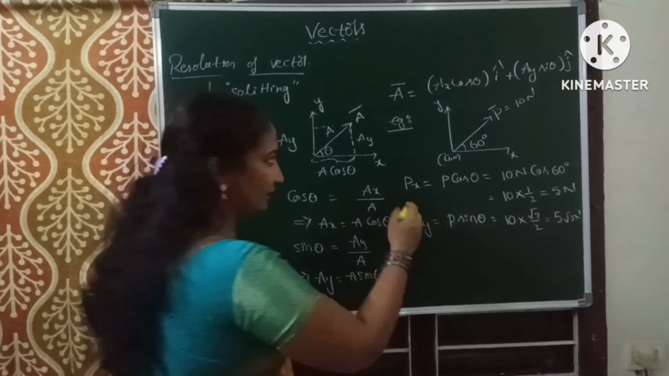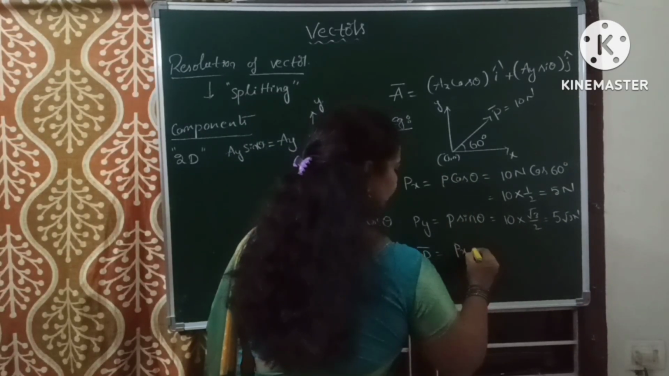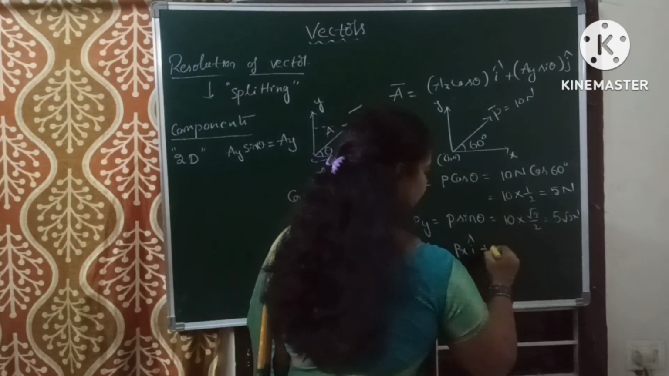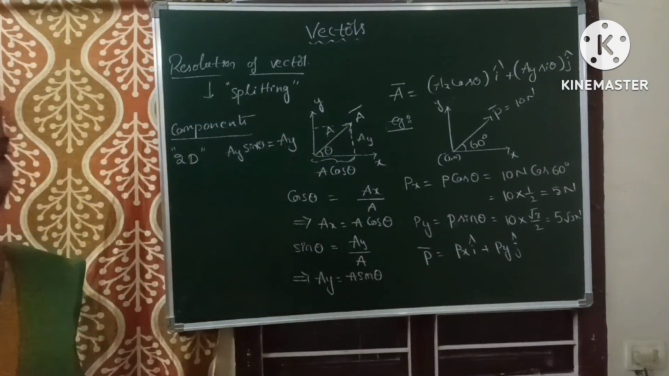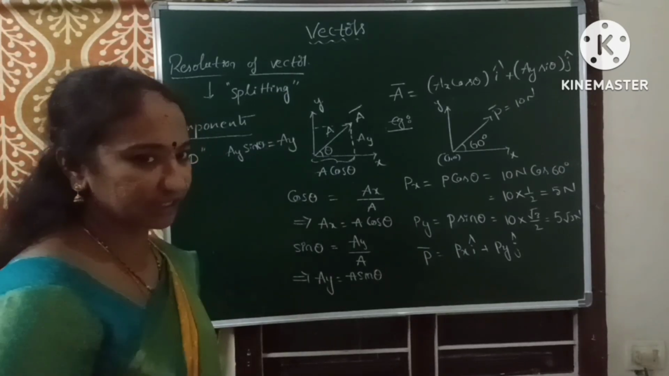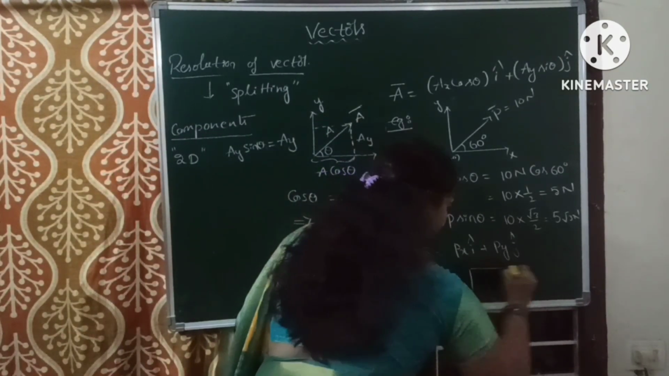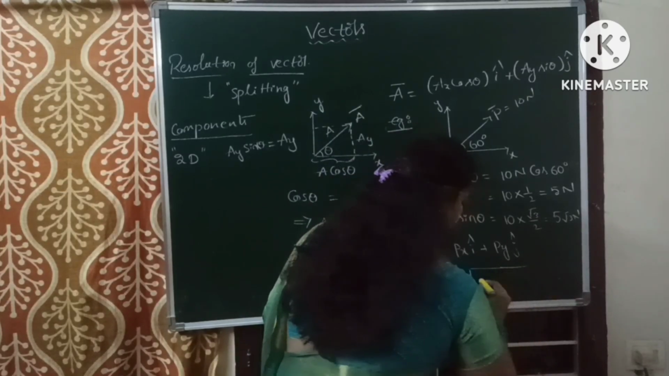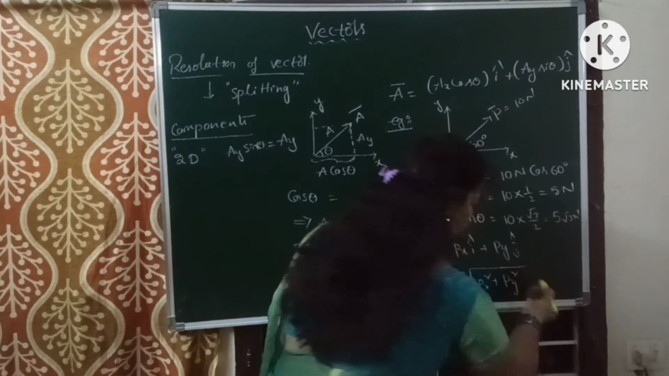Right, so what is the vector form of P here? To write the vector form of P: Px along i cap in the x direction plus Py along j cap in the y direction. So P bar is equal to Px i cap plus Py j cap. Then you know how to calculate P bar: the mod of P bar is the square root of the x component squared plus the y component squared, simply Px square plus Py square.